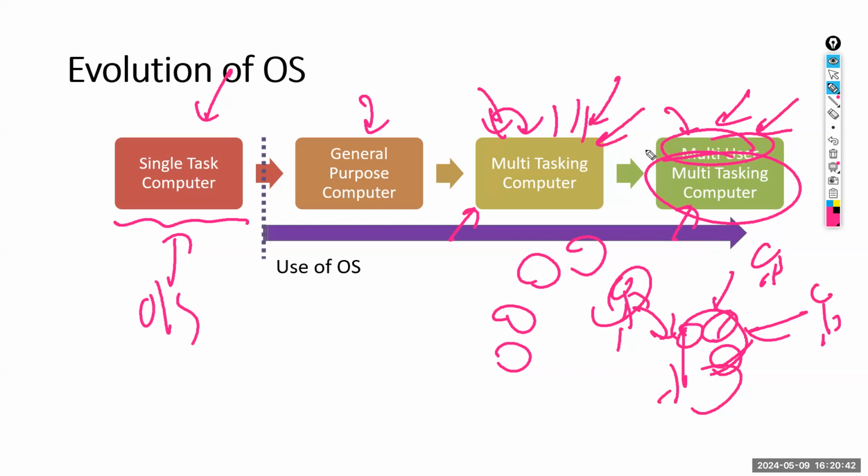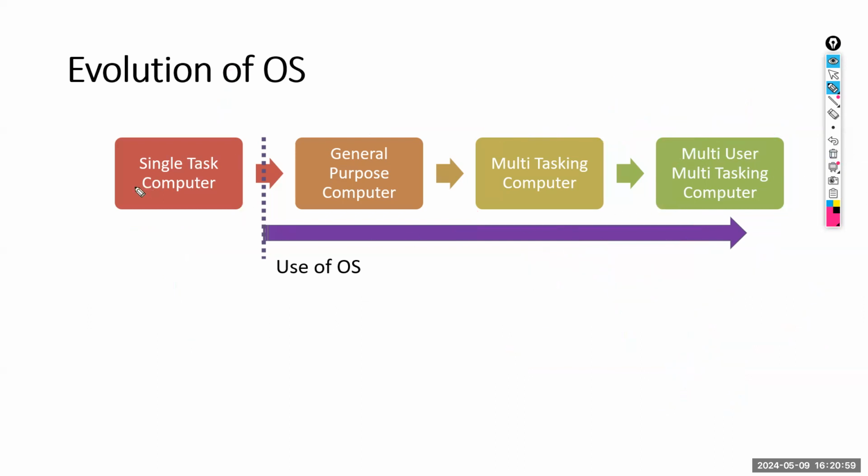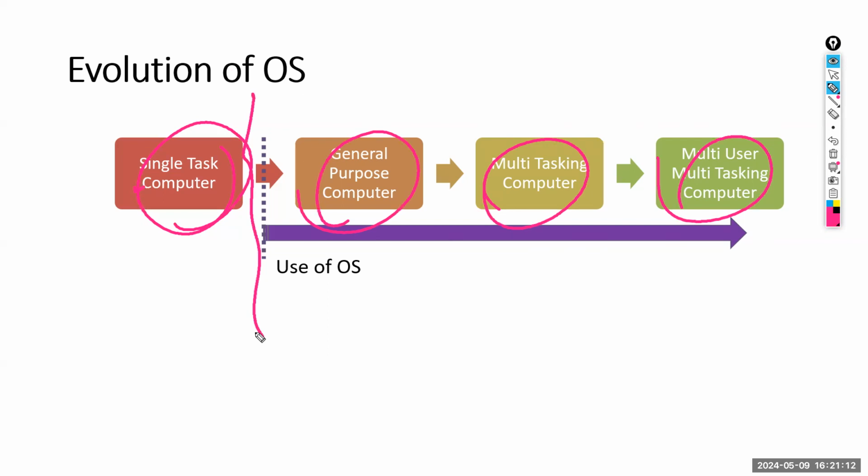Because not only multiple programs are running, those programs may belong to different users, and maybe different users can run instances of the same program at the same time. So that is how things evolved: single task computers, general purpose computers, multitasking, multi-user multitasking. So from single task computers onwards, the need of operating system came into the picture, and its importance is getting higher and higher.